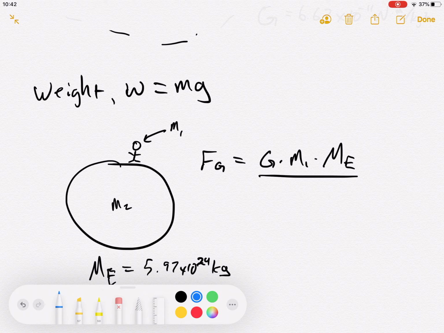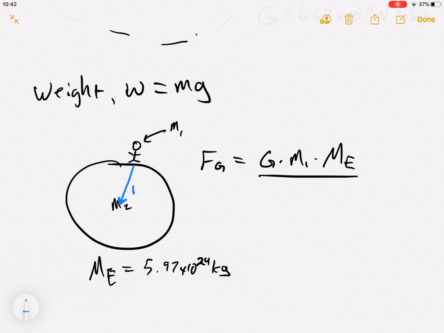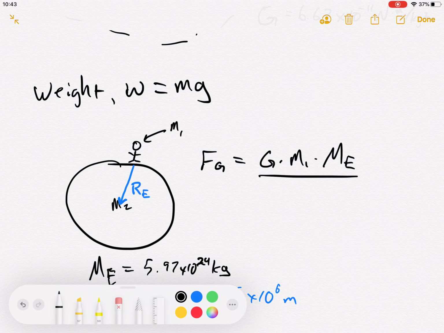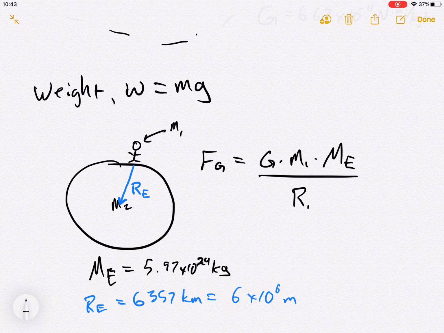So the r that we use is the distance to the center of this. In fact, we could say capital RE, which is the radius of the Earth. And the radius of the Earth is 6,357 kilometers. So let's write that down. Radius of the Earth is 6,357 kilometers, or like 6 times 10 to the 6 meters. So 6 million meters is the radius of the Earth. Okay, so we really can say R, in fact, RE squared. Okay, great.